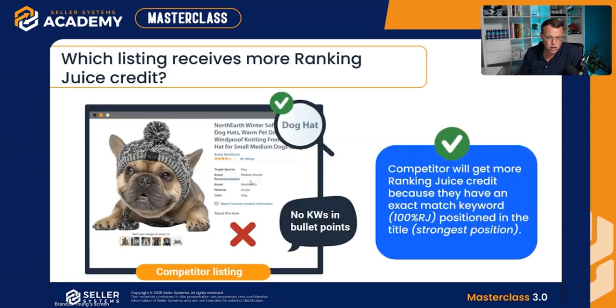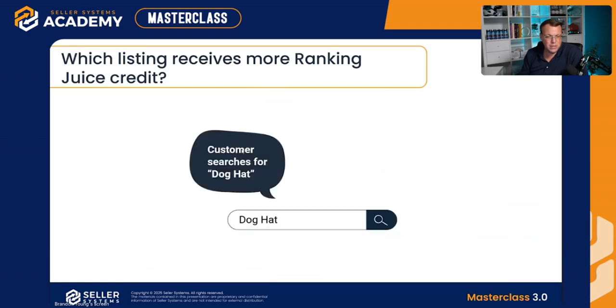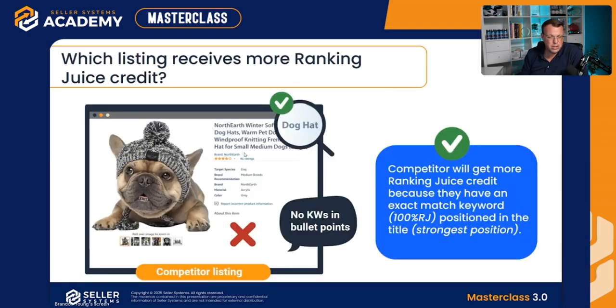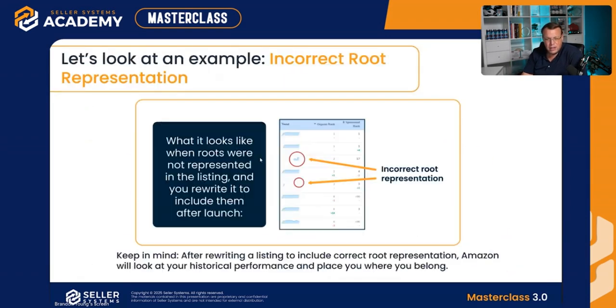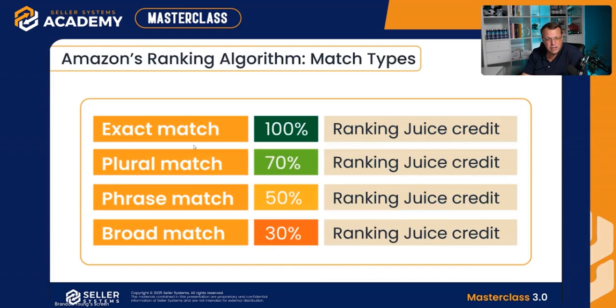So which listing receives more ranking juice credit? If they search for dog hat, you have no keywords in your bullet points. That's bad. So your competitor is going to get more ranking juice because they have exact match keywords, right? And there's no dog hat in the title either, which is really important. You have to make sure you have the exact match, not a plural match. That matters too. All right, let's skip ahead. This is all indexing stuff. This is listing writing.